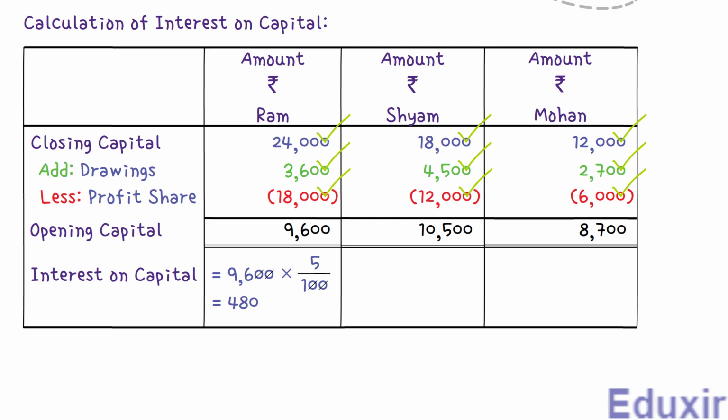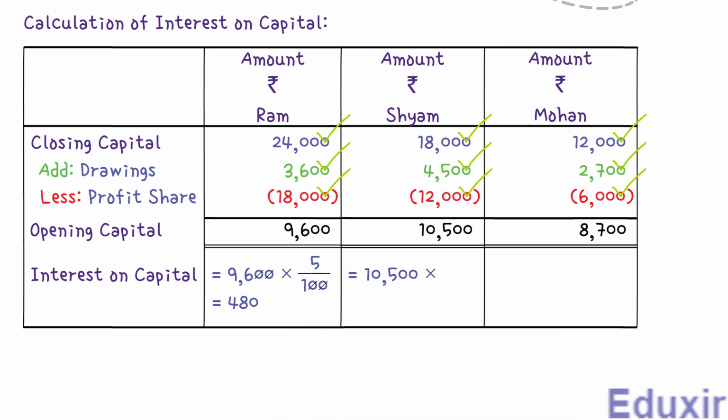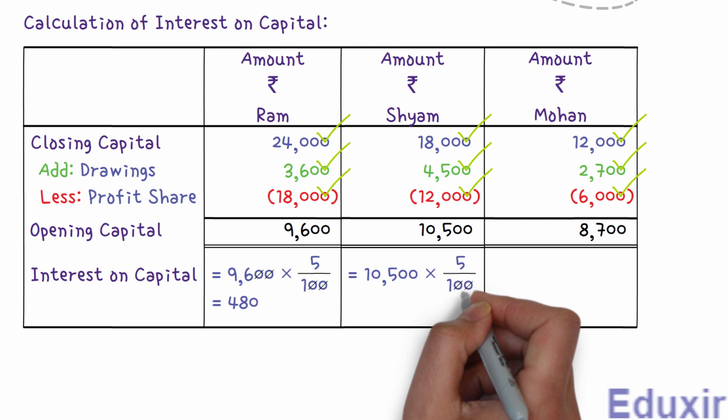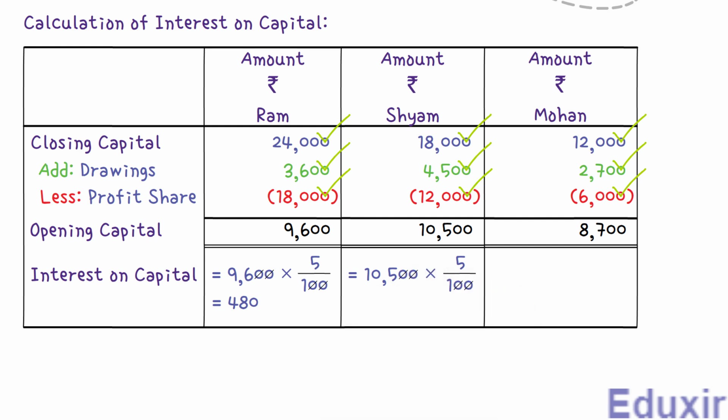Now, the interest on capital for the partner Shyam is his opening capital amount of 10,500 rupees multiplied with the rate of interest on capital, which is 5 upon 100. Let's cancel both the zeros in 100 for both the zeros in 10,500 rupees. Now, if we multiply the remaining 105 and 5, we get 525 rupees. This is the interest on the partner Shyam's capital.